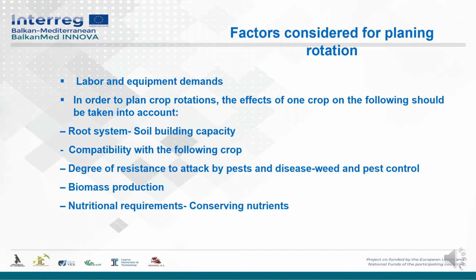So we know the different plants have different biomass production, and the biomass we know from the other side is good because it can cover the soil, protect the soil from erosion, and from the other side can have the capacity to leave a huge quantity of biomass on the soil in order that it then will be transformed into humus or let's say organic matter. We consider nutritional requirements with the objective to conserve the nutrients, and from the other side to have the suitable nutrients for the other plant that is coming after one specific plant.